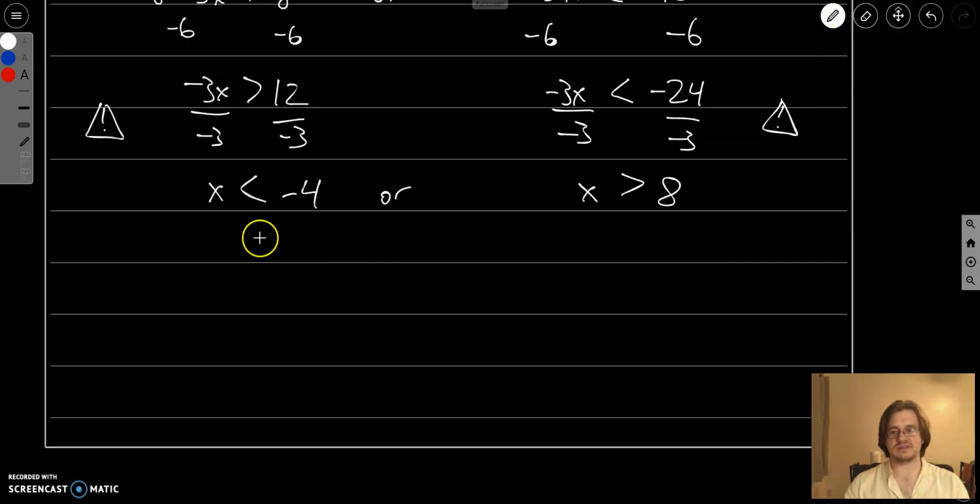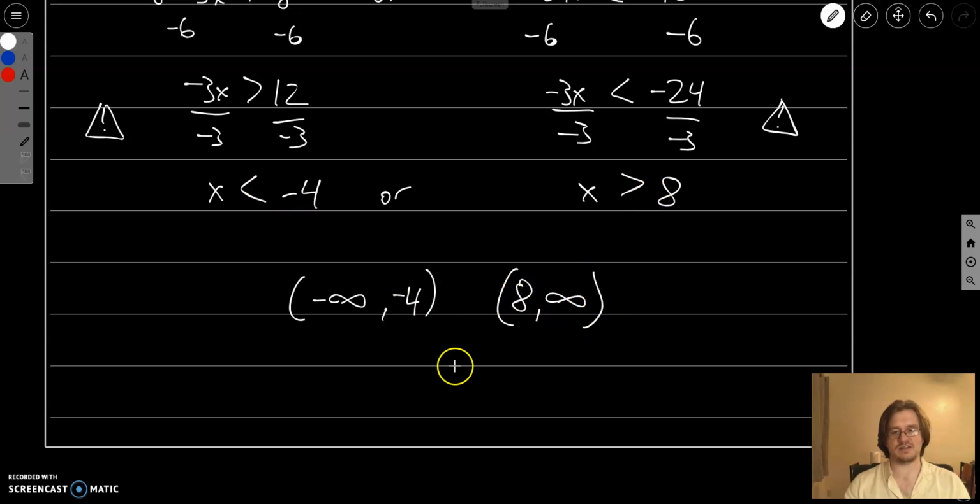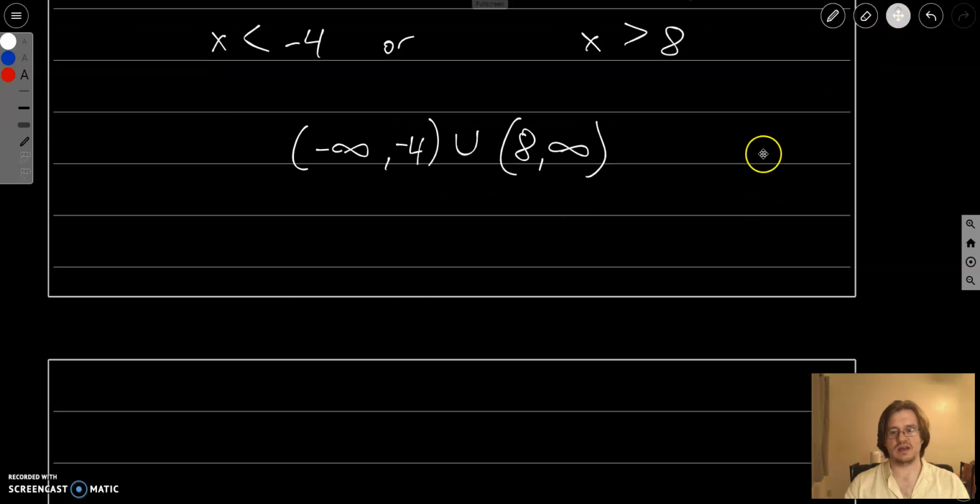So if I write this down, this is going to be every x that's less than negative 4, so from negative 4 down, or all of the x's that are bigger than 8, so everything from 8 up. Not including 8, not including negative 4. And the solution could be in either of these. So we're going to take the union of those.